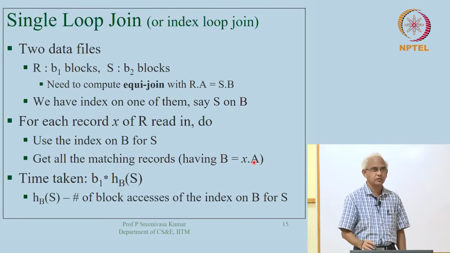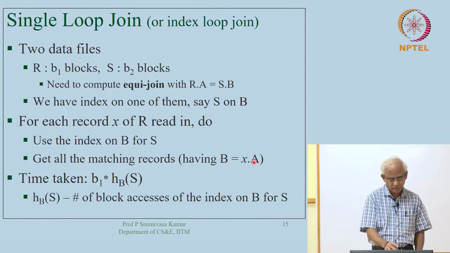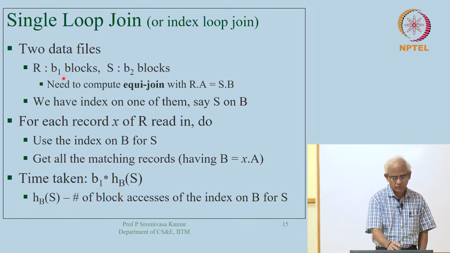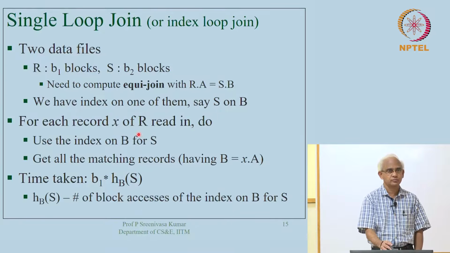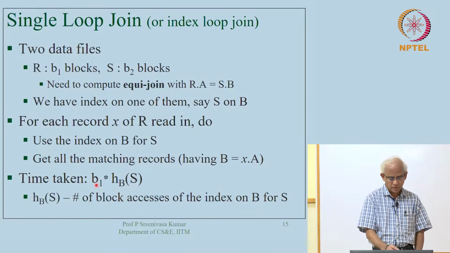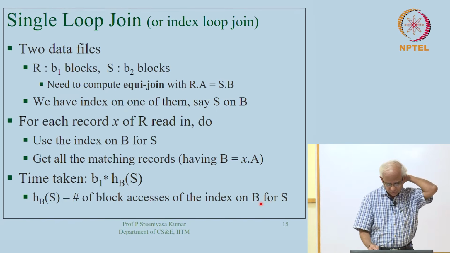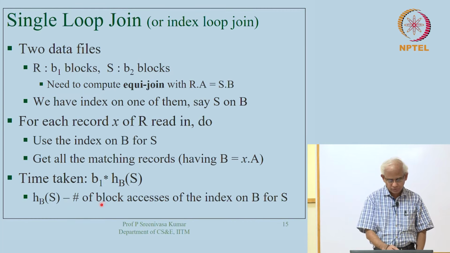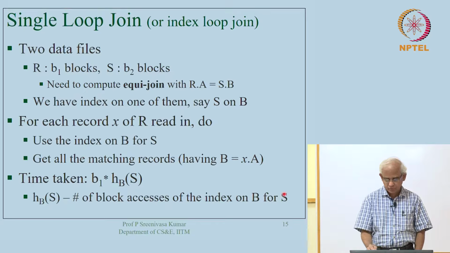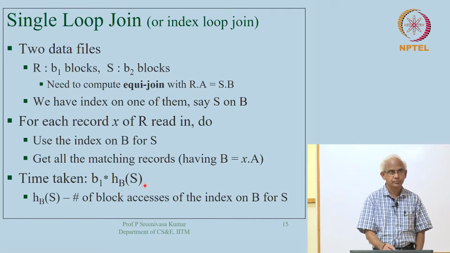The time taken is easy to find out here. B1 is the number of block accesses that we have to do in order to read all records of R. For each record that we read, we have to do a number of block accesses to find the matching records. So, the block accesses using the index, we will be making at least this many number of block accesses.